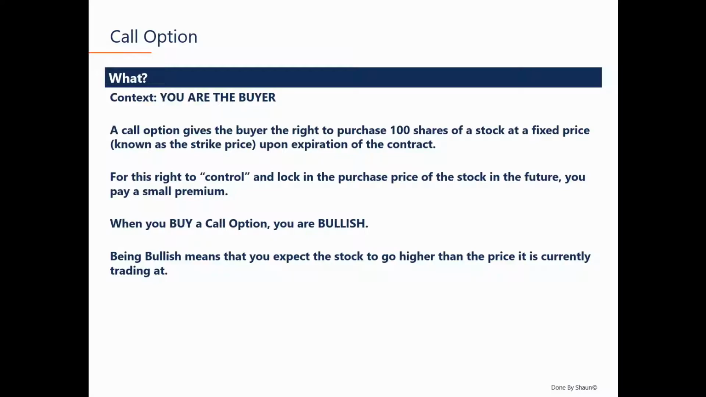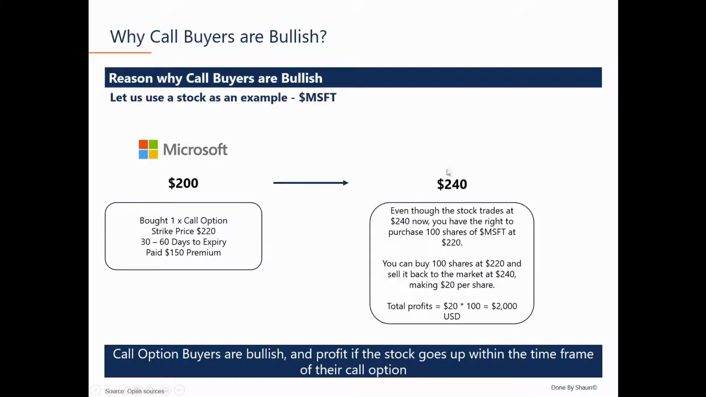Alright, cool. Now that you know this basic knowledge, let me help you remember why buying a call option means that you're bullish. So here's an example. Say we have a very famous software company, Microsoft, ticker symbol MSFT. Let's say right now Microsoft is trading at $200 and you are bullish and you think that this stock will go up in the next 1 to 3 months. You buy a call option with a strike price locked in at $220 at a premium of $150.